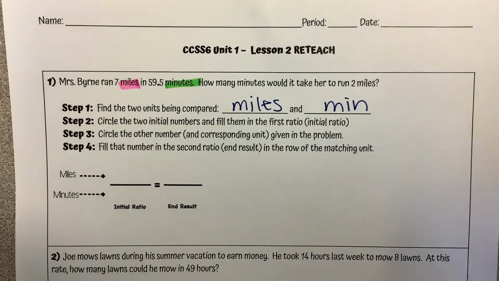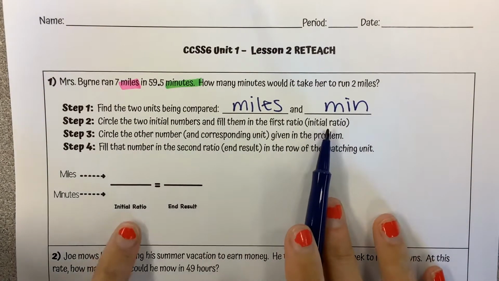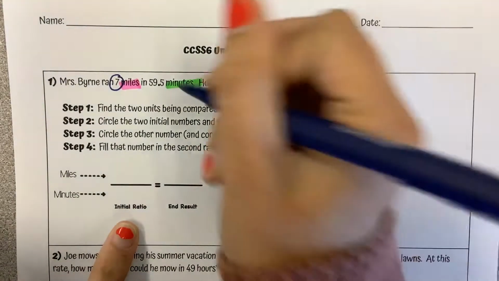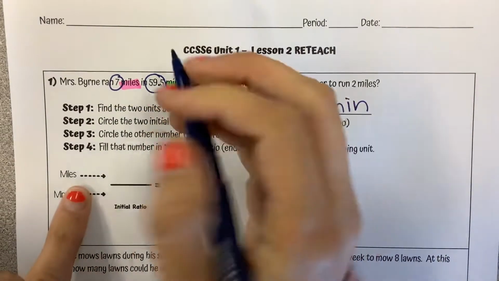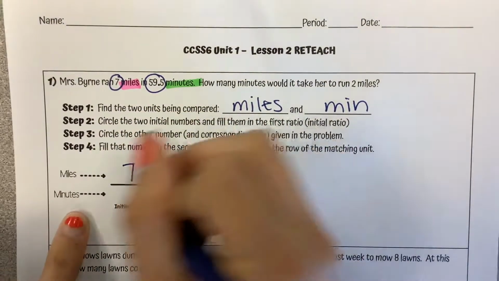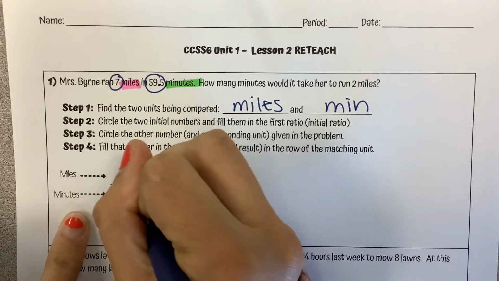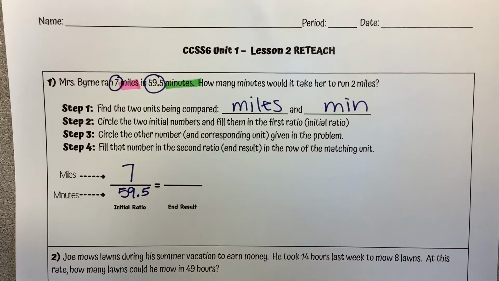Next up, I'm going to circle the two initial numbers and fill them in the first ratio, that initial ratio. So Mrs. Byrne ran 7 miles in 59.5 minutes. So 7 miles goes on top with our miles, 59.5 goes on the bottom with minutes. And then our end results.